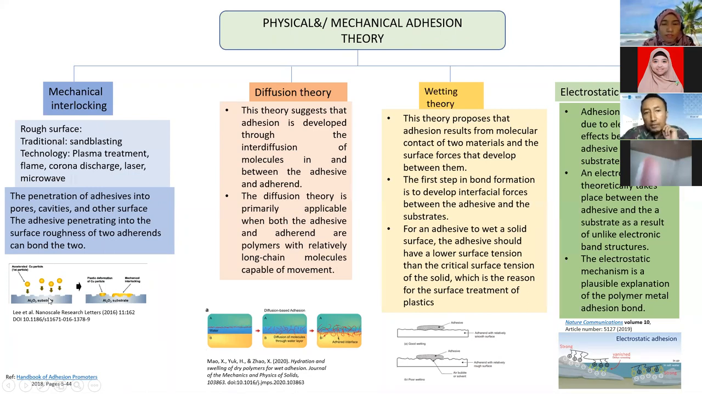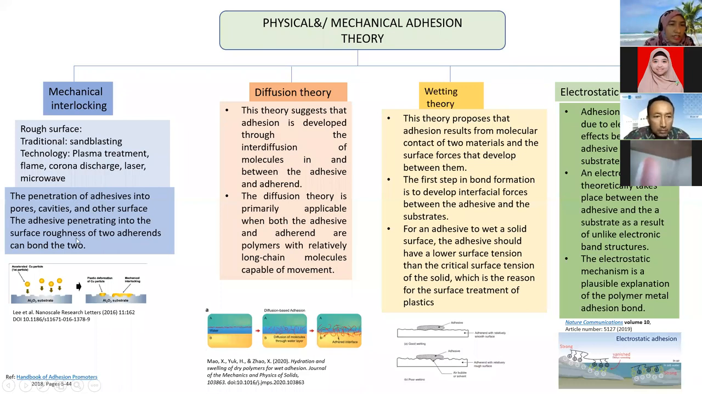If you want to modify the surface or enhance the surface application, you have to increase the surface area. How to increase the surface area? One of the traditional methods is to make the surface rough. Traditionally this is done by sandblasting, which has been used for a long time, so your surface will be rough, not smooth anymore. With technology, you can use plasma treatment, flame, corona discharge, laser, microwave, and so on.